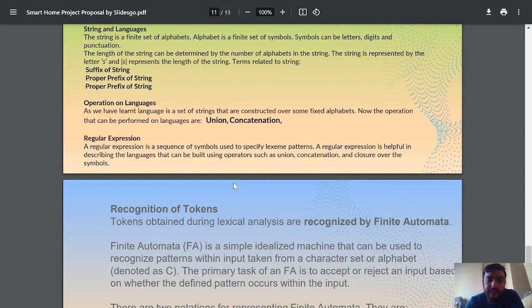Regular expression. A regular expression is a sequence of symbols used to specify lexeme patterns. A regular expression is helpful in describing the languages that can be built using operators such as union, concatenation, and closure over the symbols.